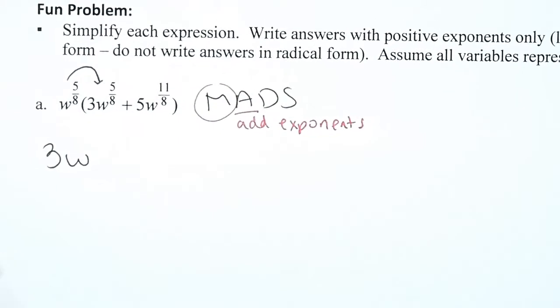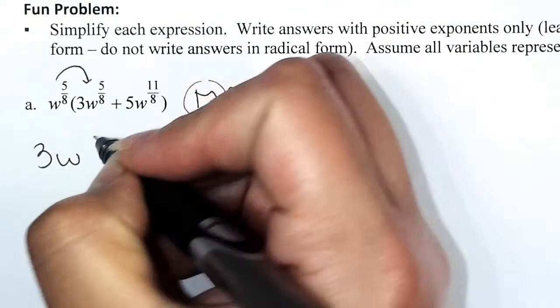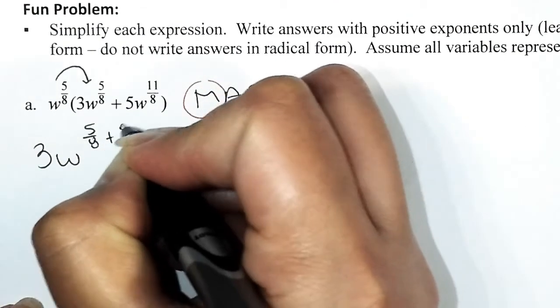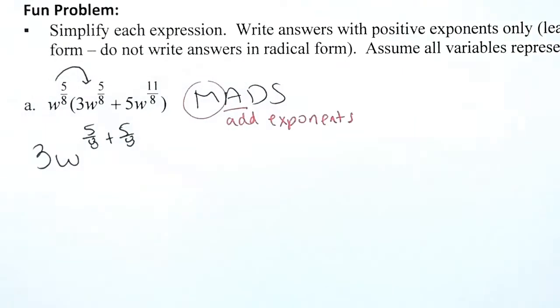Okay, so we're going to keep the base and add the exponents. So the exponents are 5/8 and 5/8. Okay, one product down, one more to go. Okay, next product.